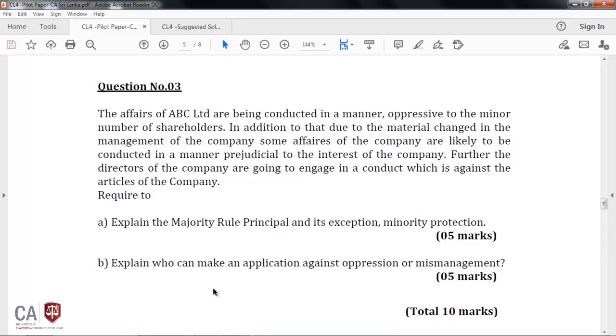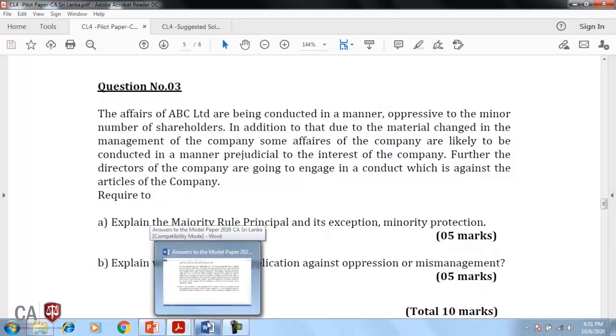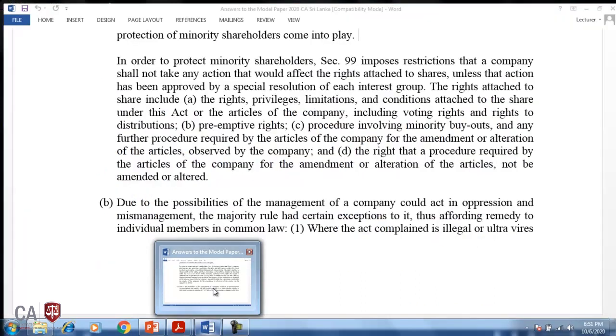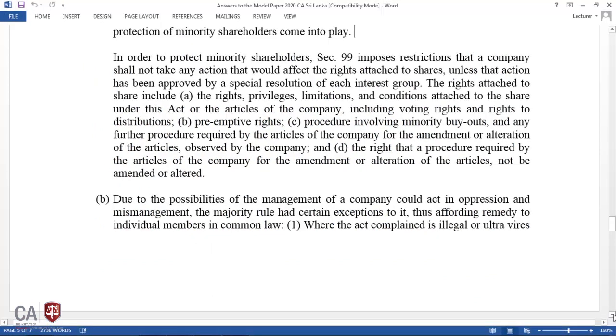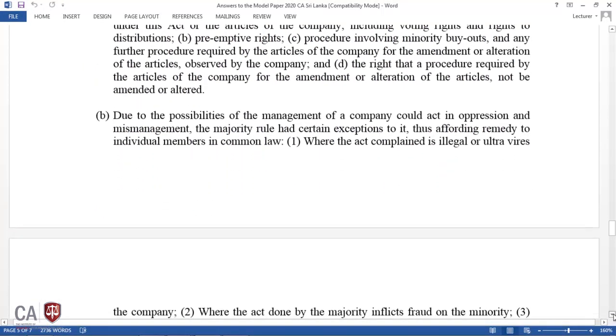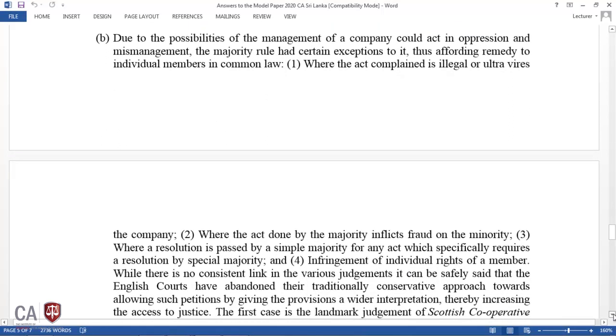The second one is: explain who can make an application against oppression or mismanagement. Now, though it looks quite easy, quite straightforward, we need to analyze the answer with the relevant statutory provisions. So, that is why I have given a detailed answer here too. Due to the possibilities that the management of a company could act in oppression and mismanagement, the majority rule had certain exceptions to it, thus affording remedy to individual members in common law.